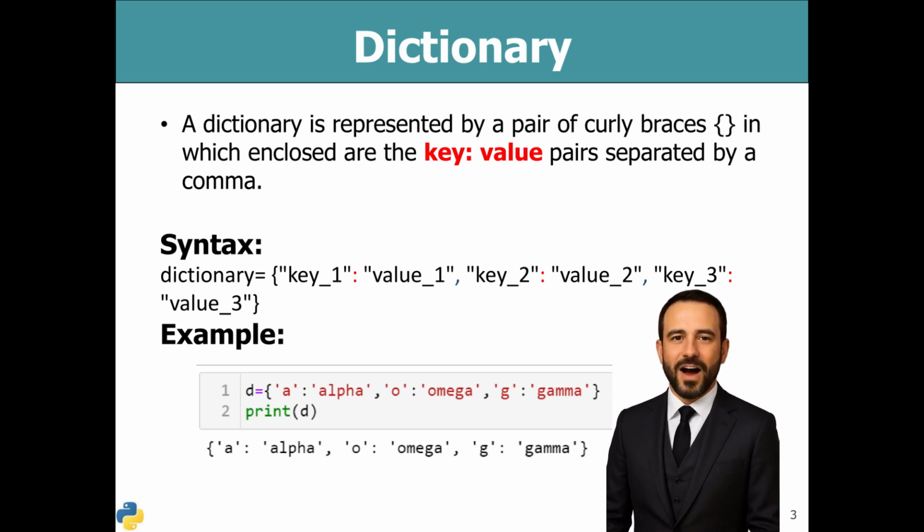The syntax for defining a dictionary is quite straightforward. Dictionary equals {key_1: value_1, key_2: value_2}. This format allows you to explicitly define each key and its corresponding value. For instance, consider the example D = {O: alpha, G: omega}. Here, O and G are the keys, and alpha, omega, and gamma are their respective values.